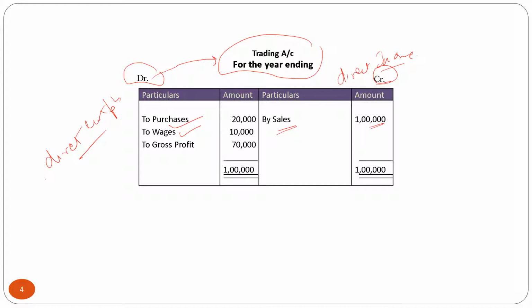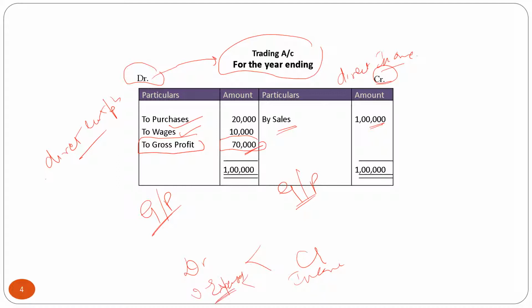So if we do the balancing of these accounts, then we get this 70,000 rupees. It will be shown as the gross profit. The balance will not be shown as balance c/d or b/d. It is generally shown as the gross profit or the gross loss. So if your credit side is greater than your debit side, or your income is greater than your direct expenses, then you will show this shortfall as the gross profit. This gross profit will be transferred to the P&L account.